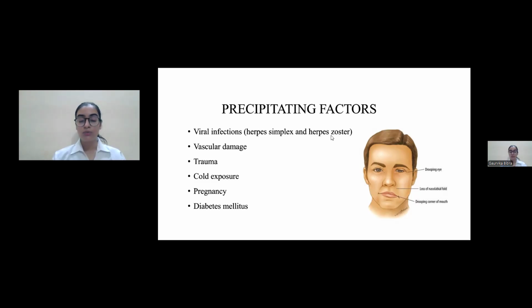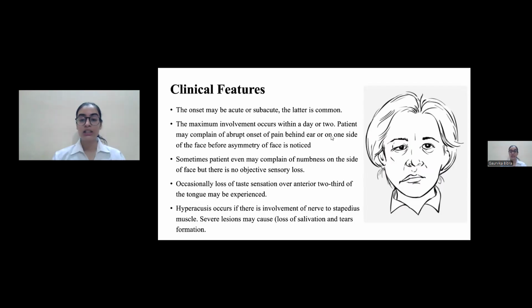So, clinical features, what we will see in the patient. The patient will come with a history and say the onset is acute or subacute, where basically subacute is the most common. The maximum involvement occurs within a day or two. The patient may complain of abrupt onset of pain behind the ear or on one side of the face before asymmetry of the face is noticed.